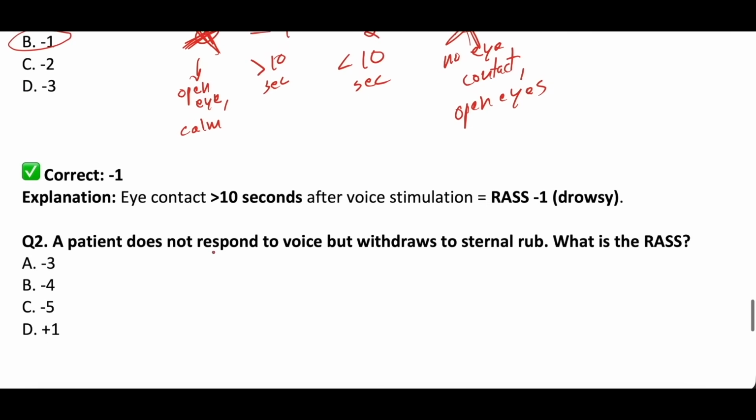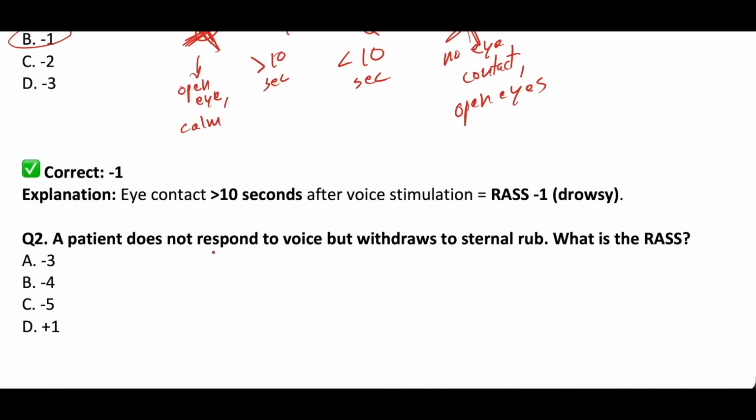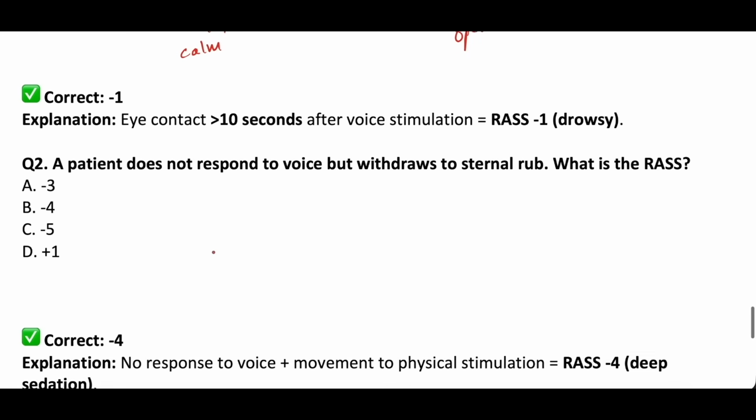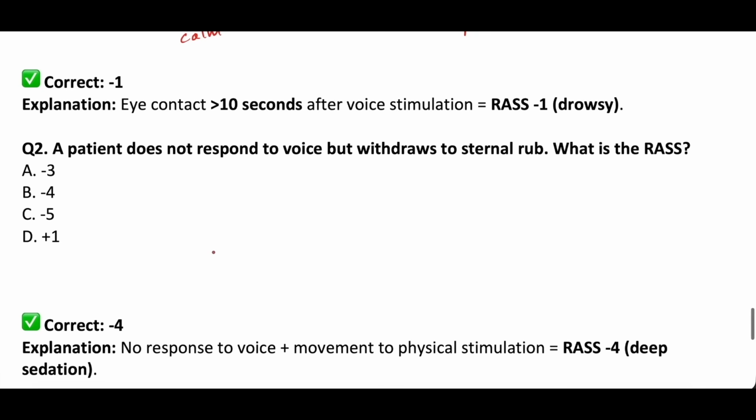All right, question number 2. Hopefully you didn't just see the answer. A patient does not respond to voice but withdraws to sternal rub. What is the RASS? A, -3; B, -4; C, -5; D, +1. Pause if you need to. The correct answer is B, -4.